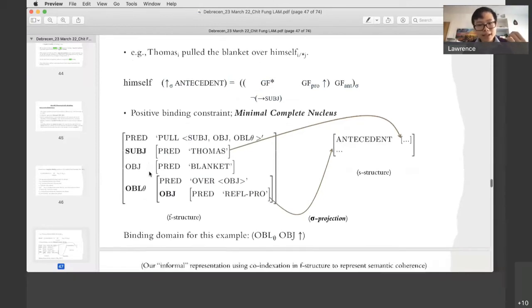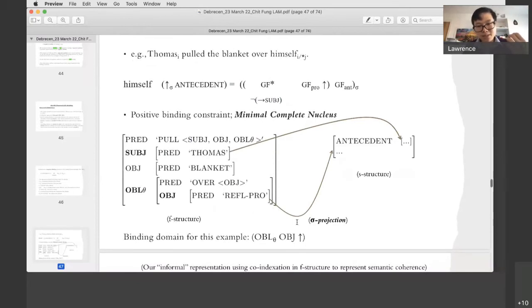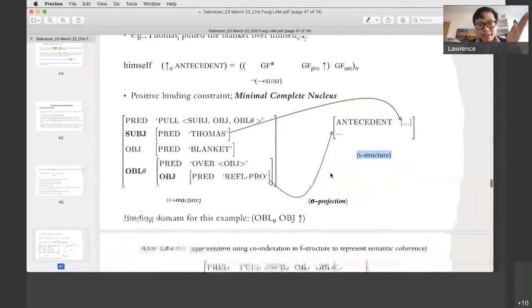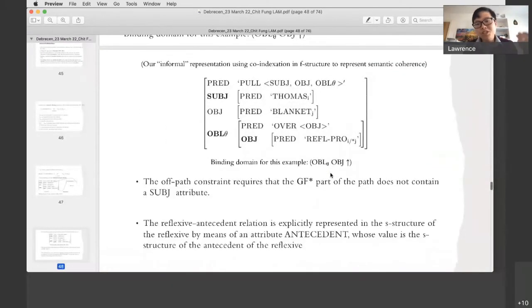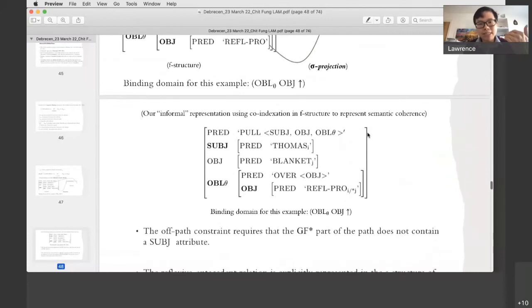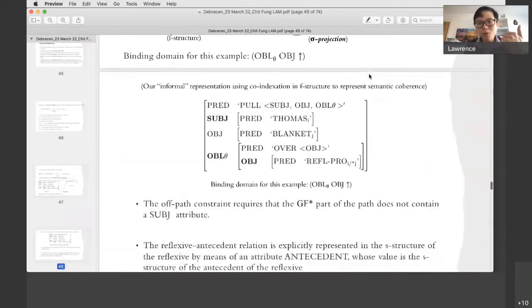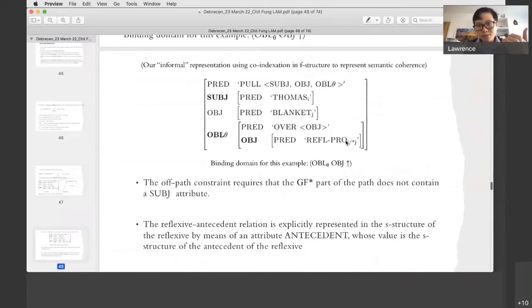And there's a projection mechanism, as I said, in LFG. We capture it as a type of semantic co-reference relationship. But usually, instead of capturing the entire projection mechanism, it's quite common to see in LFG that we just use a more informal way: you just index i, j, this co-referential index, to capture the binding relation.